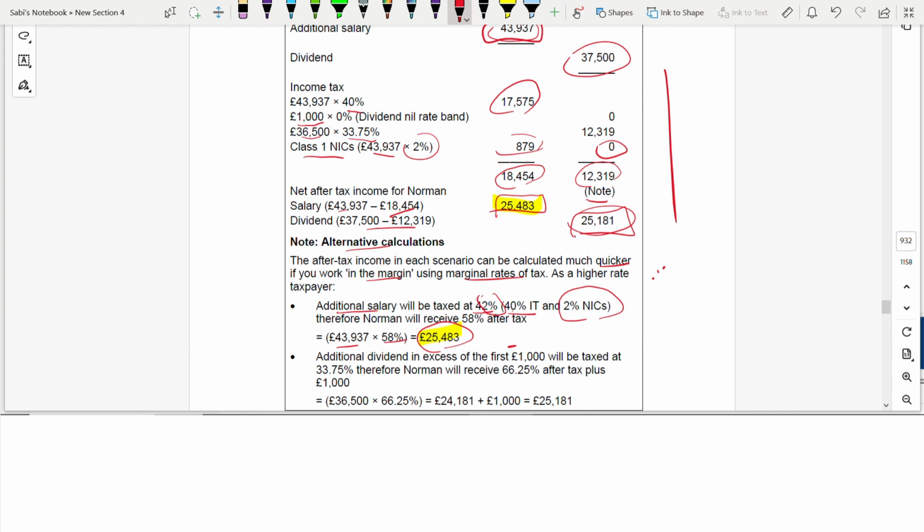So additional dividend in excess of the first 1,000 will be taxed at this rate. Okay, so just 100 minus this rate, therefore they will receive this much after tax plus 1,000. You have to add 1,000 because 1,000 will be taxed at 0. So just take 36,500, take the 1,000 out, and after tax, with that add 1,000. So it's the same thing.